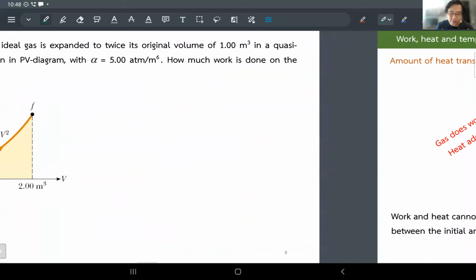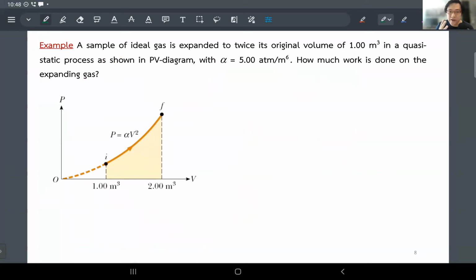Here we go. Let's do this one, and we take this as the final exercise before we take a break. Sounds good? This will be the most challenging one of the first half of the lecture, guys. A sample of ideal gas is expanding to twice its original volume, from 1 cubic meter to 2 cubic meter, along this curve in the PV diagram. The alpha is given. How much work is done on the expanding gas?